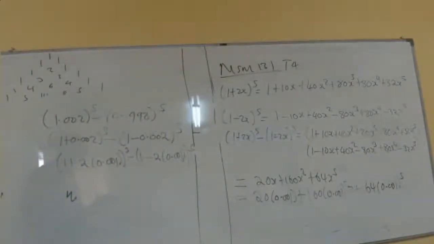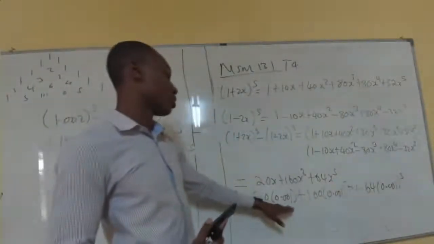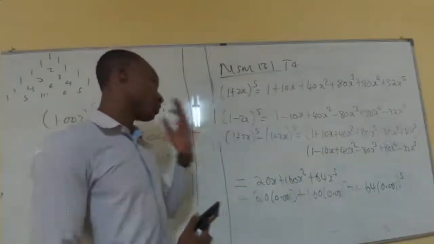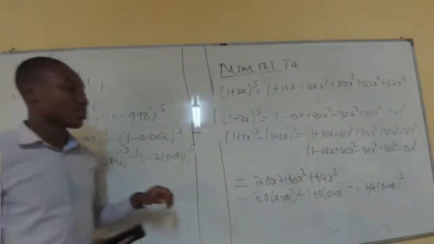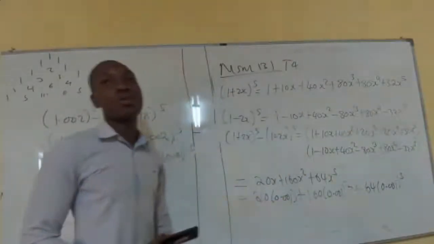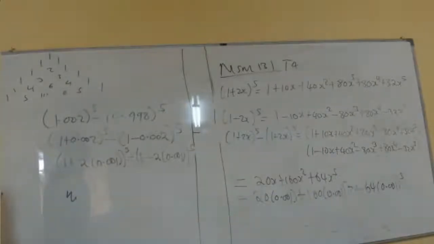Alright, so that's basically that. Now, you can change this back, if you want, and write it as a fraction. So that's 1 over 1,000. This is 1 over 1,000. So 0.001 is the same as 1 over 1,000. So you can write it as a fraction if you want.